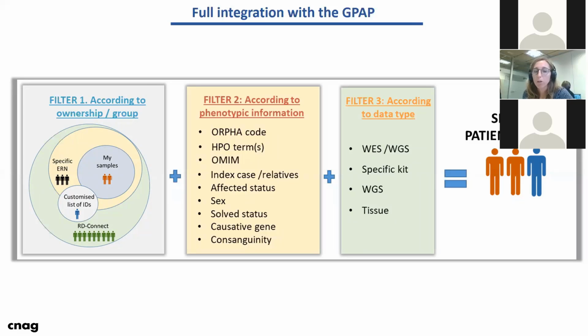You will be able to filter the data according to any type of phenotypic information, and then create your cohort based on that. And also according to the experiment information, for example, if you only want to analyze exomes, genomes, or specific kits. So with this application, you will really be able to create specific cohorts for doing downstream analysis later.